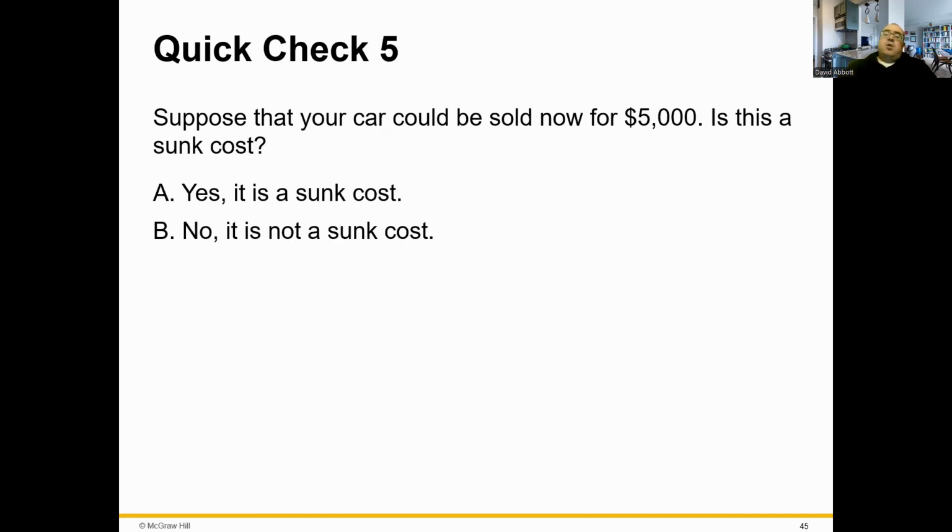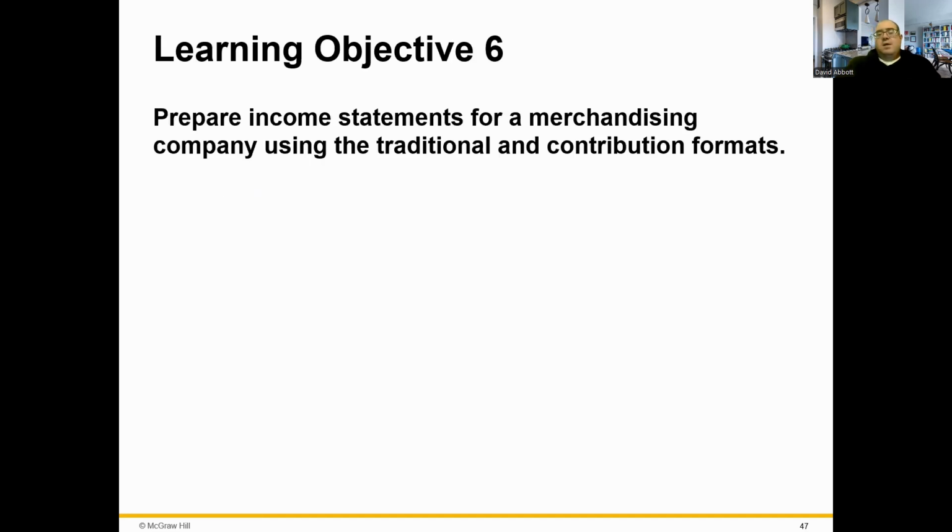Now, suppose that your car could be sold now for $5,000. Is that a sunk cost or not? It's not a sunk cost, because that's what you could get. That would be considered, I guess, an opportunity cost of either keeping the car now or what you could get for it if you were to sell it.